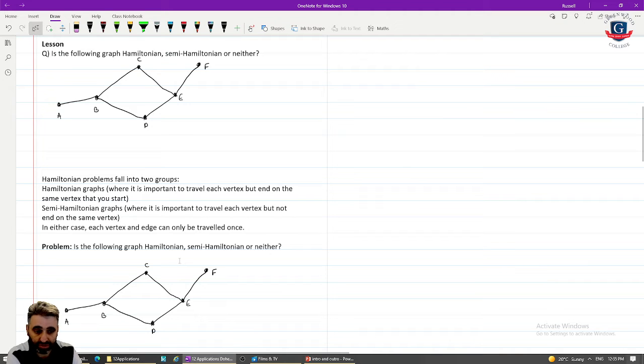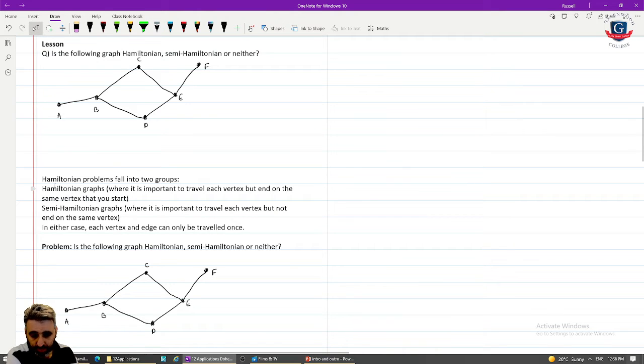some graph theory. So is the following graph Hamiltonian, semi-Hamiltonian, or neither? Now we've got A, B, C, D, E, F vertices and 1, 2, 3, 4, 5, 6 edges. Now primarily Hamiltonian problems fall into two groups. We have Hamiltonian graphs or semi-Hamiltonian graphs, in the same way we have Eulerian graphs and semi-Eulerian graphs.